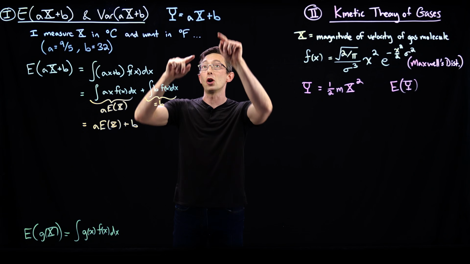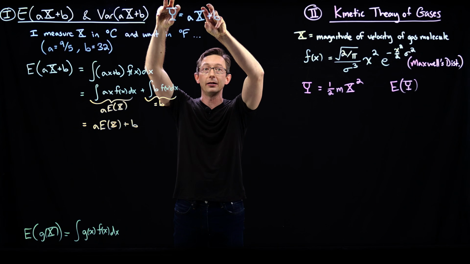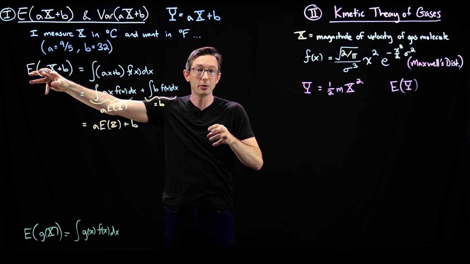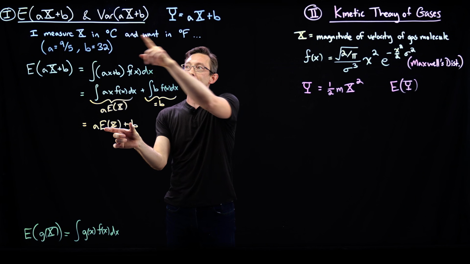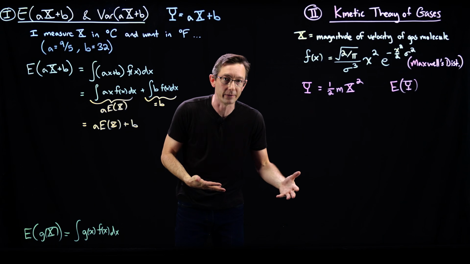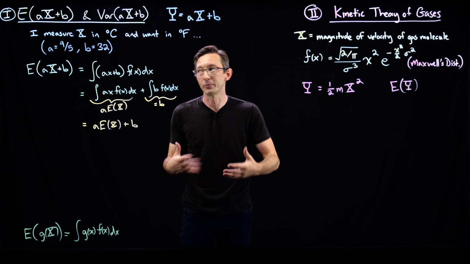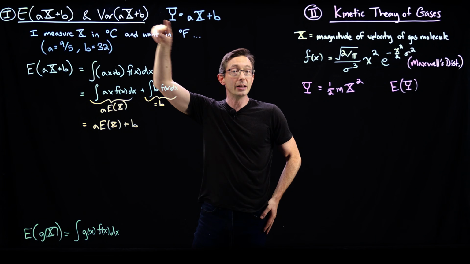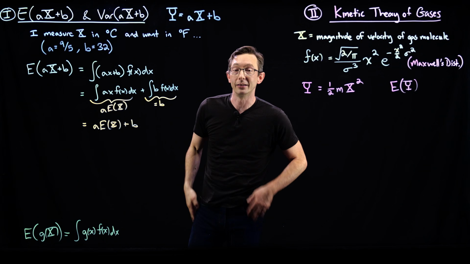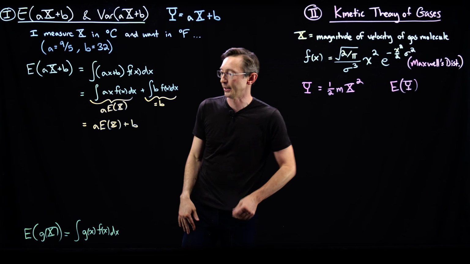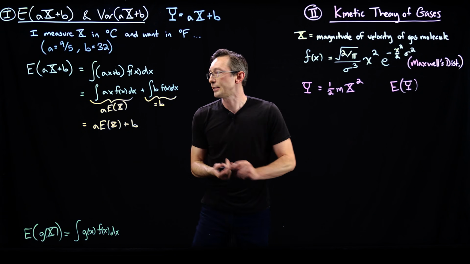I can either change all of my data directly to Fahrenheit and then compute the expectation value, or I can compute the expectation value in Celsius and then convert to Fahrenheit. Kind of order doesn't matter. And that makes sense because this is a linear function of x, a linear transformation. That makes a lot of sense. Okay, good. Let's do the next one.